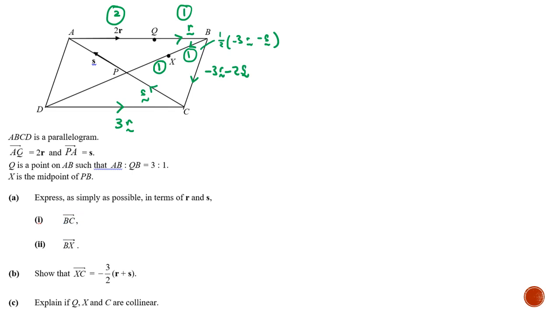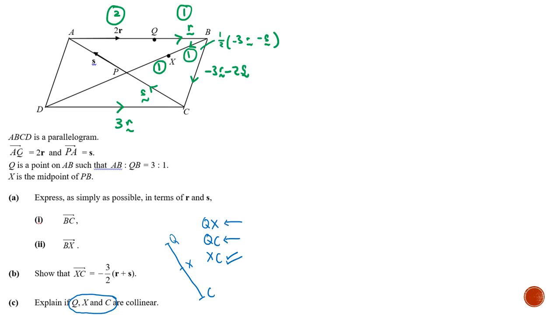Finally, and most importantly, we are asked to show whether points Q, X, C are collinear. This means that we are asked to show whether points Q, X, and C lie on a straight line. In order to do so, we have to show that QX is parallel to QC, or QX is parallel to XC, or QC is parallel to XC. Looking at the question, we already found XC in part B. So we will need to find either QX or QC.